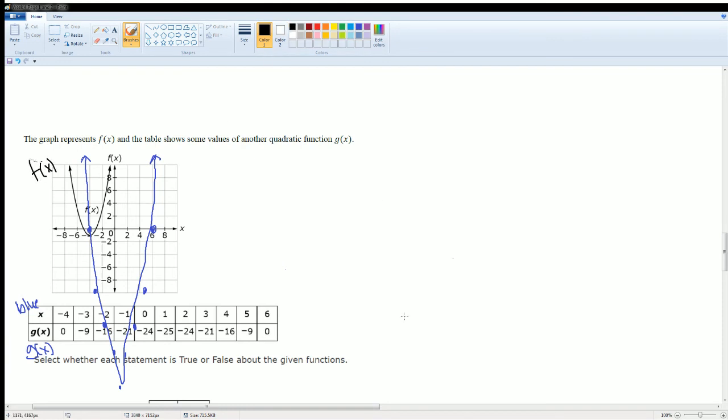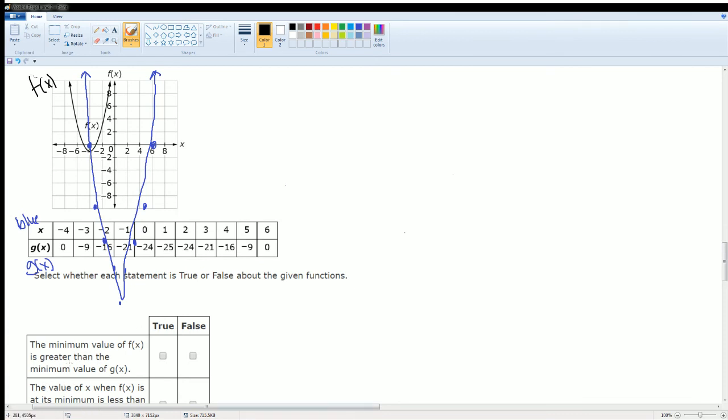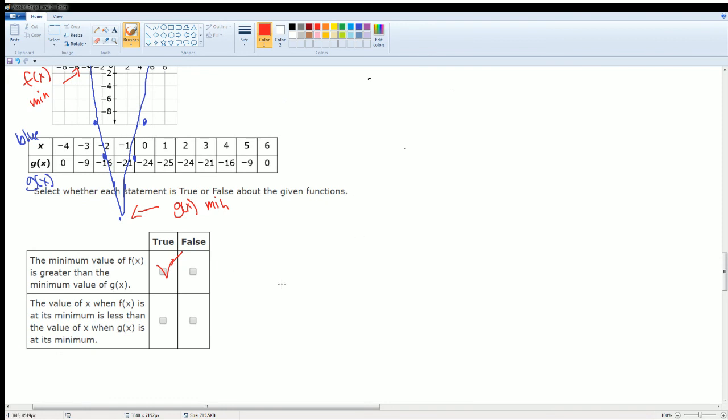All right, so the minimum value of f of x is greater than the minimum value of g of x. So the minimum value of f of x is located where? Located right here. This is where f of x min is located. And this is where g of x is min. So the minimum value of f of x is greater than, is that greater than that? Yeah, that is right. That is greater than. You see how it's above here? So it is greater than. So yeah. Then they say the value of x when f of x is at its minimum.